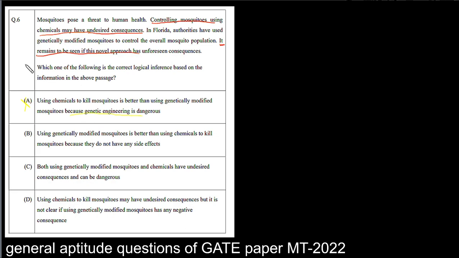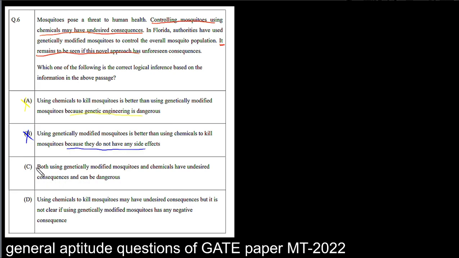Now let's move to option B. Option B says using genetically modified mosquitoes is better than using chemicals to kill mosquitoes because they do not have any side effect. Again the same thing. Again they have declared the result or the outcome of what happened with this genetically modified mosquito, because they do not have any side effect. But again in the passage it is given that it remains to be seen. That means we are waiting. But in the option they have declared the result, so we can also cancel out this option B.